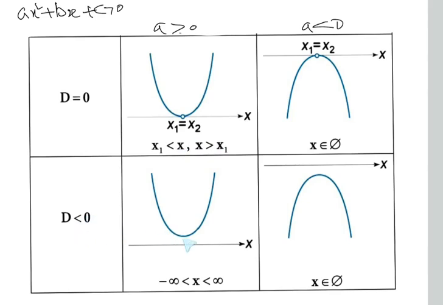Now if the discriminant is less than 0, the curve should not touch the x-axis like this. If a is less than 0, it should be an inverse U, and if a is greater than 0, it should be like this. The values lie from minus infinity to infinity, and there is no real x. It does not touch the line, so there is no solution for this equation.